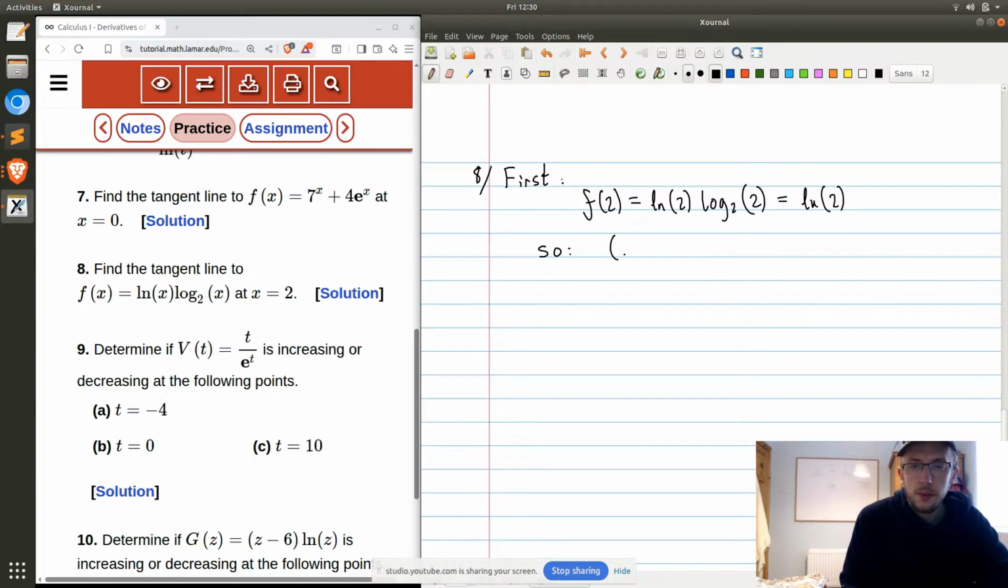So 2 comma ln 2 lies on the tangent line. That's true.